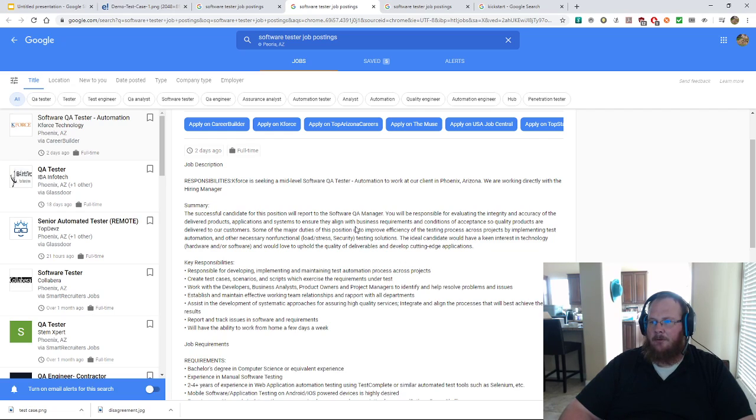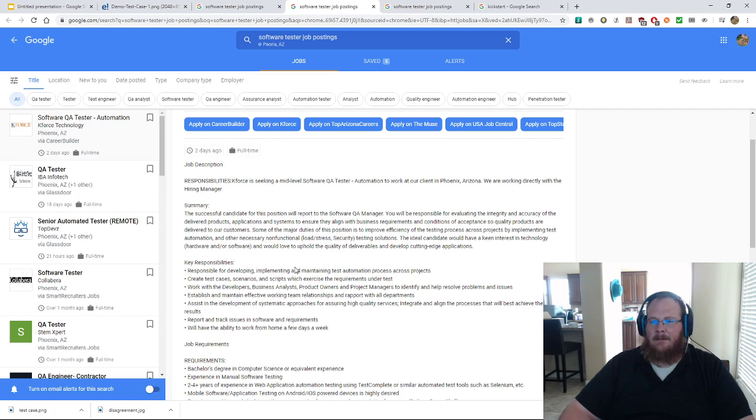So then the major duties of this position are to improve efficiency of the testing process across projects by implementing test automation and other necessary non-functional load, stress, security testing solutions. That's great. These people are talking about different layers and kinds of testing. Load testing, stress testing, the same thing. Security testing is different. The ideal candidate would have a keen interest in technology, hardware and/or software, and would love to uphold the quality of deliverables and developing cutting edge applications.